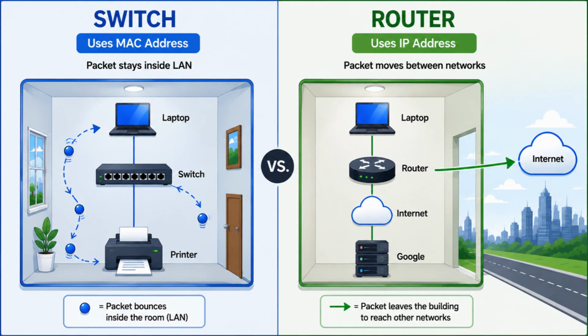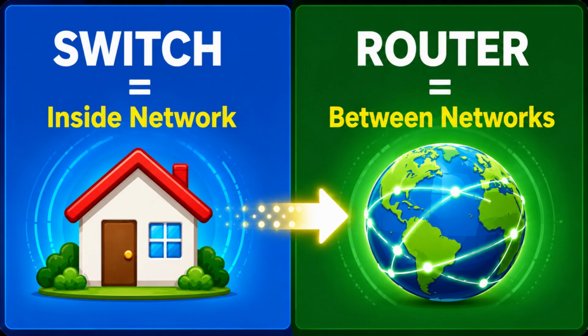Let's compare packet flow in both devices. The switch looks at the MAC address and forwards the data within the same network. The router looks at the IP address and forwards the data between different networks. This is the biggest difference between a switch and a router. Remember this simple rule. Switch equals inside the network, router equals between networks. If devices need to communicate within the same network, a switch handles it. If data needs to leave the network and reach another network or the internet, a router handles it.